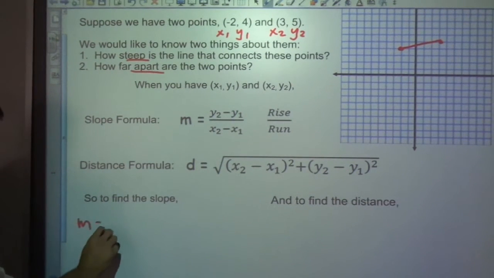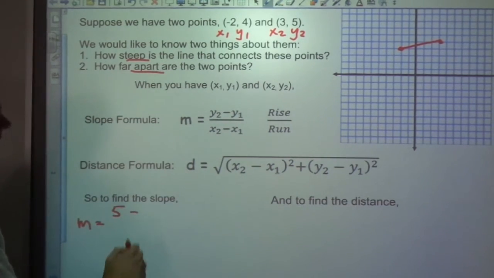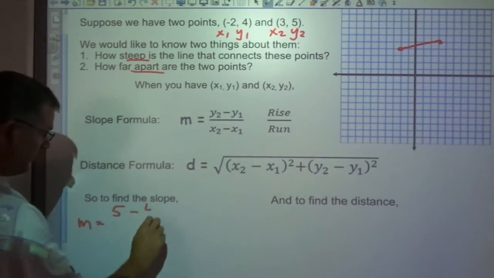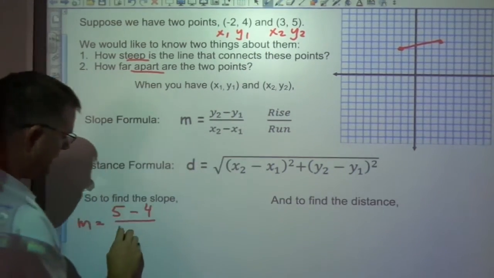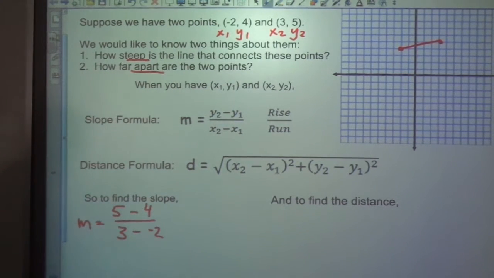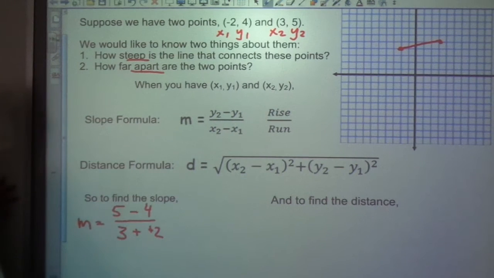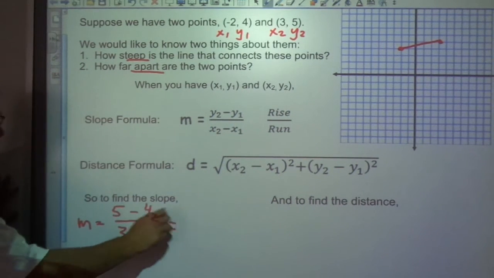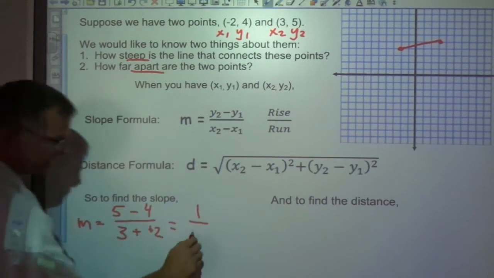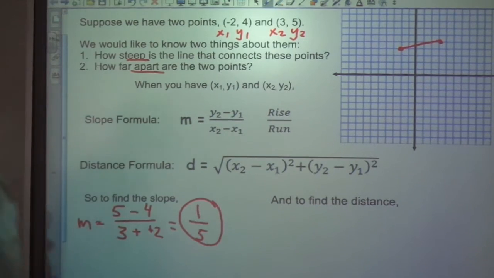To find the slope, our y2 is going to be 5, our y1 is 4, our x2 is 3, and our x1 is negative 2. Now here's where it gets a little bit tricky because we've got minus and negative. So we always have to think about that and say when we've got a double negative, that means plus a positive. So now this is simply 5 minus 4 is 1, 3 plus 2 is 5. So that means that the slope of this little segment is 1/5. It's going up 1 for every 5 it goes across.